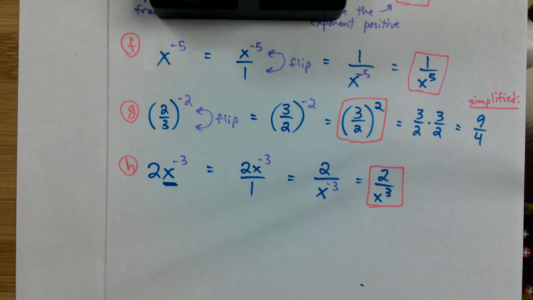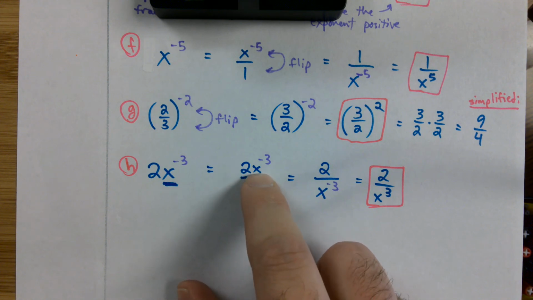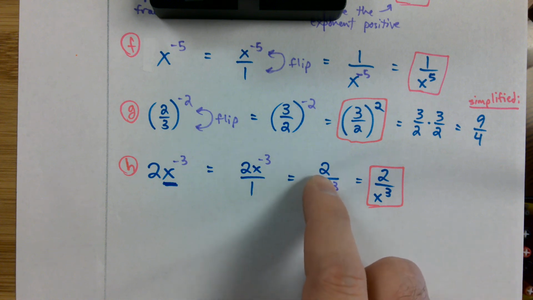We only flip it if the exponent's attached to it. It's not attached to the 2 here. It's only attached to the x. So we can bring x to the third down, but we got to leave 2 up top.